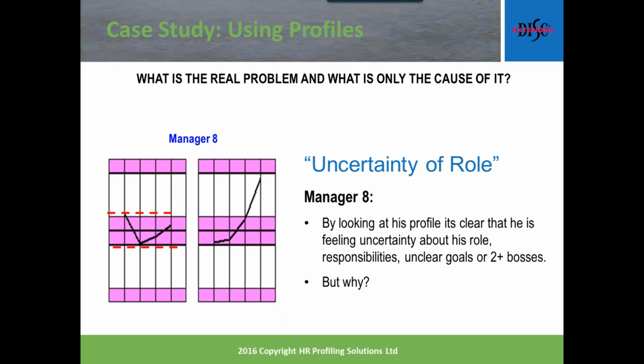So you could stop there and start to work out what's going on with Manager 8 and the CEO by looking at the fact that he's feeling uncertain about his role. Or you could take it even further, and that's looking at the bigger picture. Let's start looking at others in the management team as well.